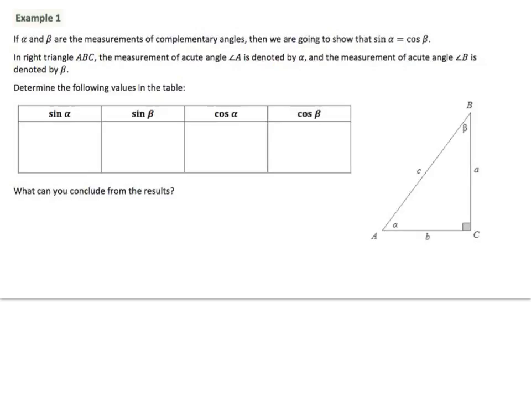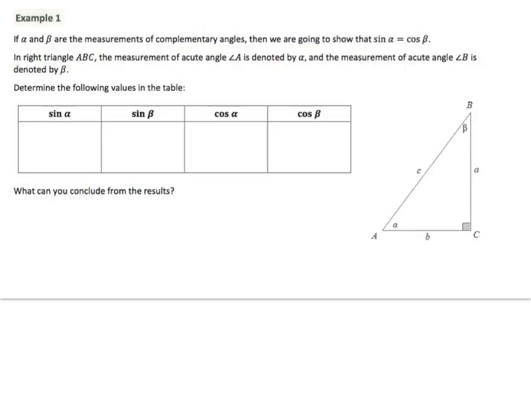In a right triangle ABC, the measurement of acute angle A is denoted by alpha, and the measurement of acute angle B is denoted by beta. Pause. Remember, we're dealing with right triangles where the other two angles are acute. This will never work with an angle greater than 90 degrees, only with angles less than 90 degrees. Continuing on. Determine the following values in the table.